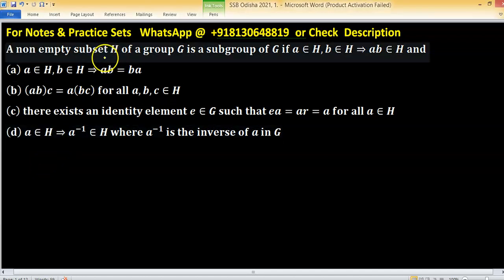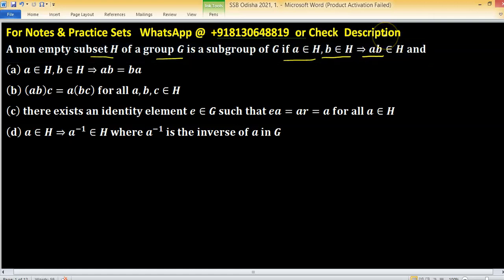In this given problem, H is a subset of group G, and A belongs to H and B belongs to H. These A and B are arbitrary elements, then their closure A dot B, meaning there is an operation either denoted by dot or star, after applying the operation on A and B belongs to the set. This property is known as closure property.